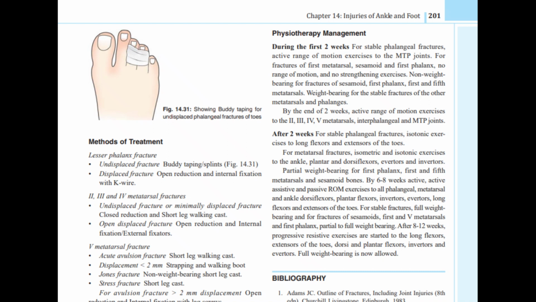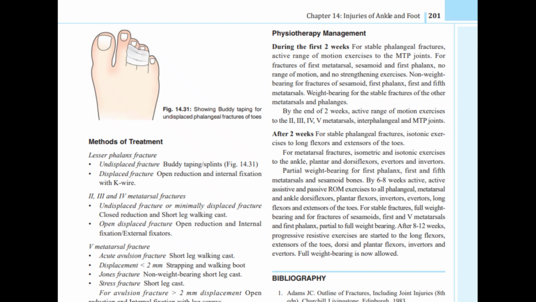Physiotherapy management. During the first 2 weeks, for stable phalangeal fractures, active range of motion exercises to the MTP joints. For fractures of the first metatarsal, sesamoid and first phalanx, no range of motion and no strengthening exercises. Non-weight bearing for fractures of sesamoid, first phalanx, first and fifth metatarsals. Weight bearing for the stable fractures of the other metatarsals and phalanges.